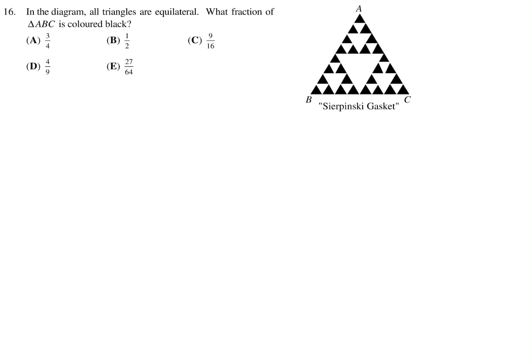In the diagram, all triangles are equilateral. What fraction of triangle ABC is colored black? Okay. First of all, count the number of colored triangles, and if you do, you'll find that there's 27 of them. And what we essentially have to do is figure out what is the fraction 27 triangles over the total area of the biggest triangle, this whole thing. And if we do that, we will get what they are asking for.